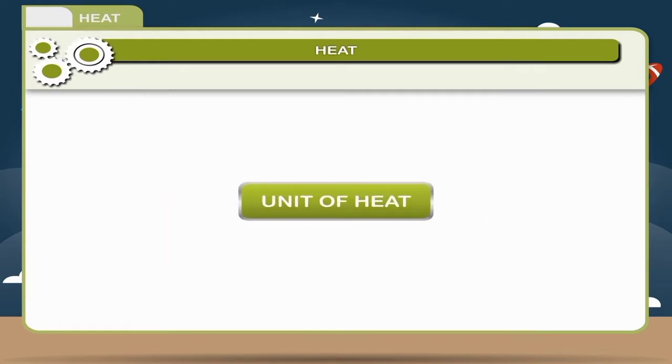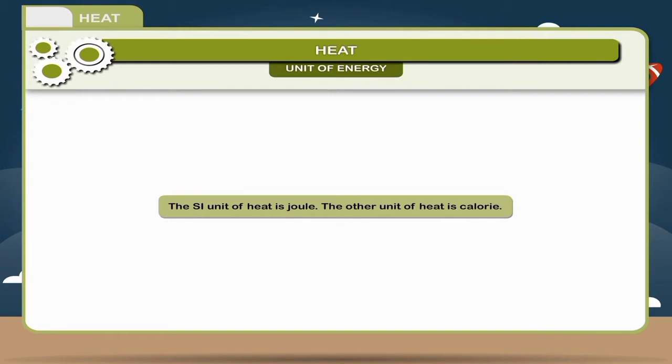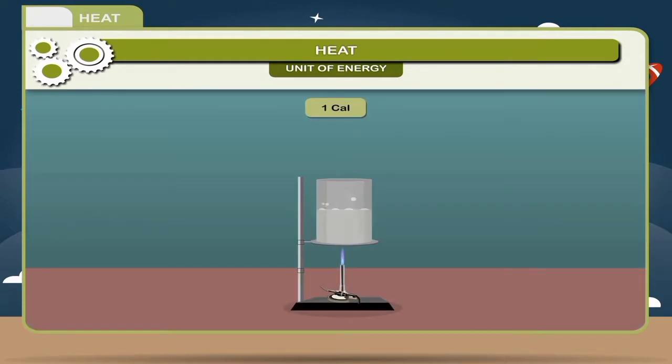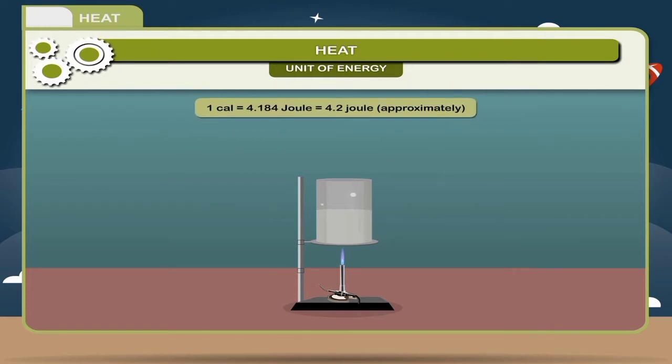Unit of heat. The SI unit of heat is joule. The other unit of heat is calorie. 1 calorie can be defined as the quantity of heat required to raise the temperature of 1 gram of water by 1 degree Celsius. 1 kilocalorie is equal to 1000 calories. 1 calorie is equal to 4.184 joule, which is approximately 4.2 joule.